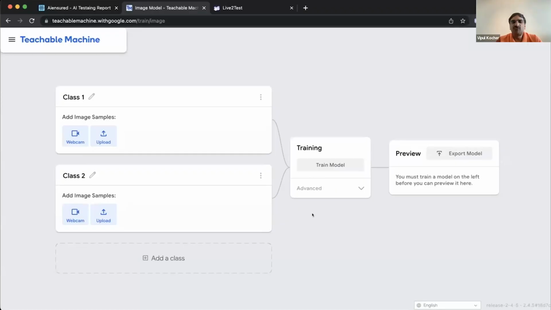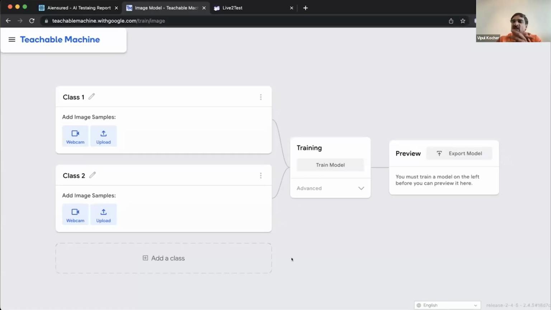So I will share my browser with you. And good question, where is my browser? Here is my browser. You can see, hopefully, my browser.